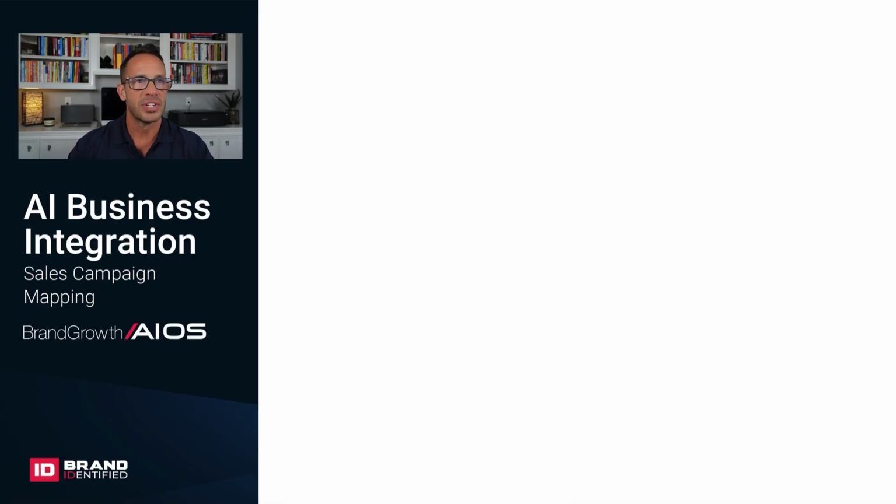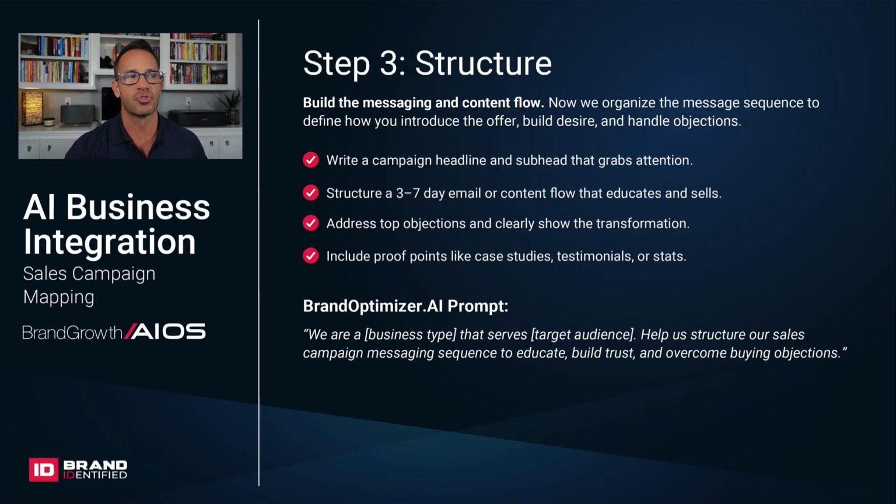Now moving into step number 3, and that is structure. Build the messaging and the content flow. Now we organize the message sequence to define how you introduce the offer, how you build the desire, and how you handle objections. So write a campaign headline and a subhead that grabs their attention.